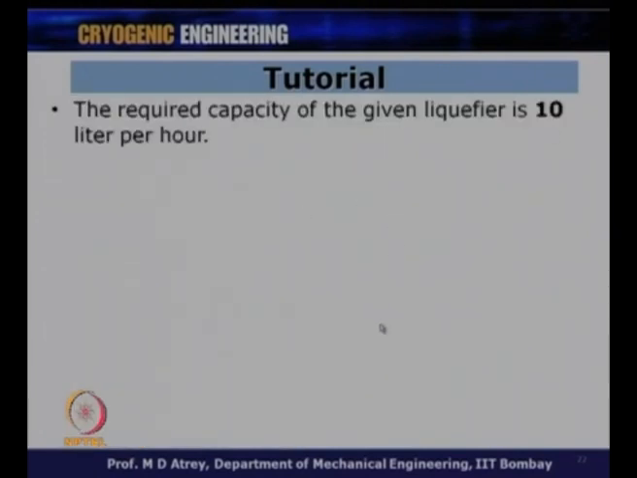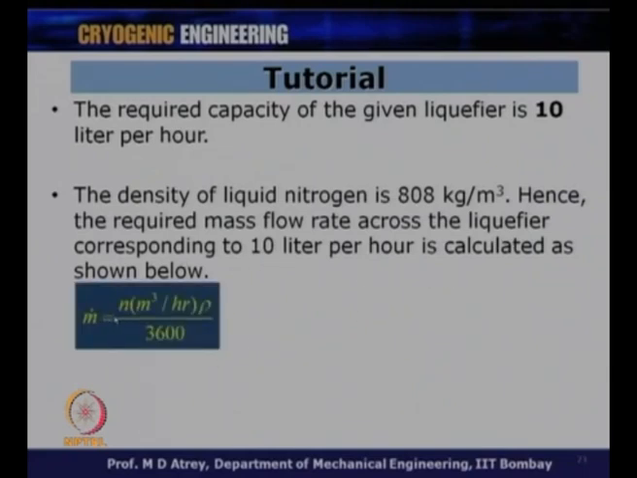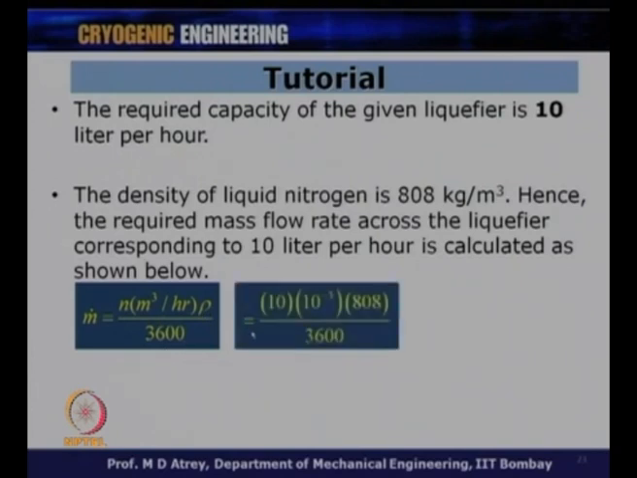The required capacity of the given liquefier is 10 liter per hour. The density of liquid nitrogen is 808 kg per meter cube. Hence, the required mass flow rate across the liquefier corresponding to 10 liter per hour is calculated as: mass flow rate is going to be given by my N value, that is meter cube per hour, into density divided by 3600. So, convert my 10 liter requirement into meter cube, which is going to be 10 into 10 to the power minus 3, into density of liquid nitrogen 808 at 1 bar, divided by 3600, which is giving me 0.00224 kg per second. This is kg per second.